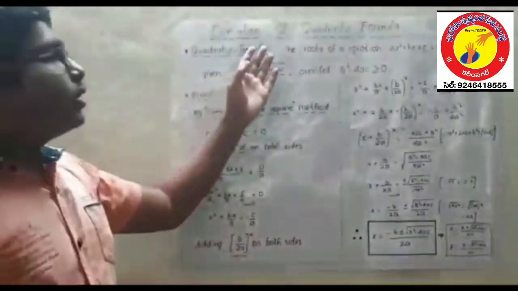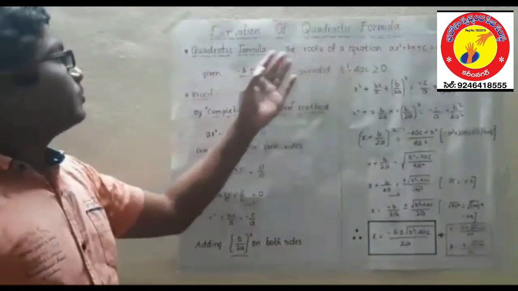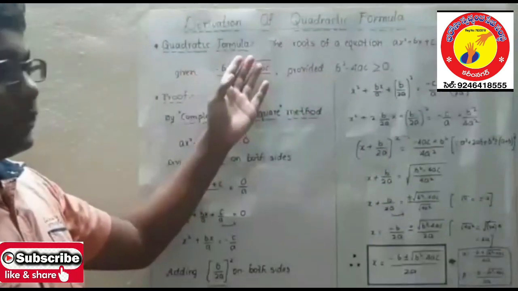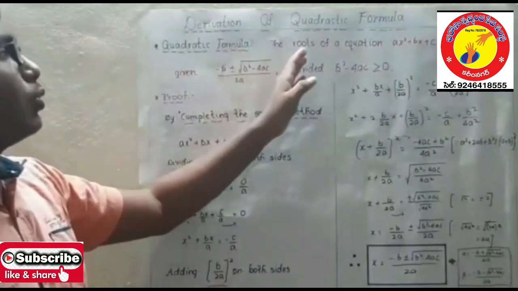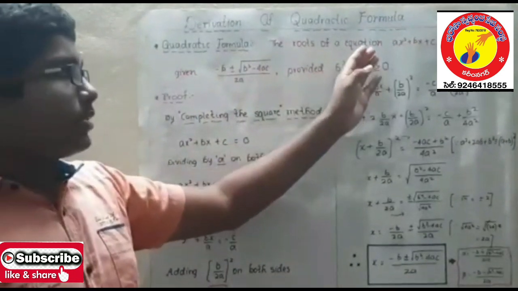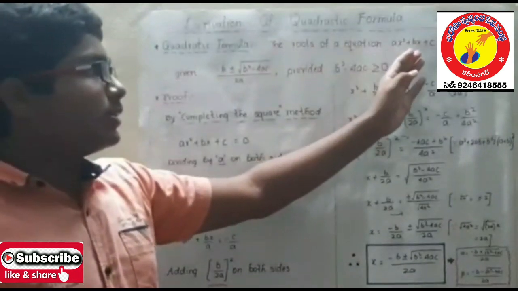Today I am going to derive the quadratic formula. So what is the quadratic formula? The quadratic formula is nothing but the roots of a quadratic equation, ax square plus bx plus c is equal to 0.